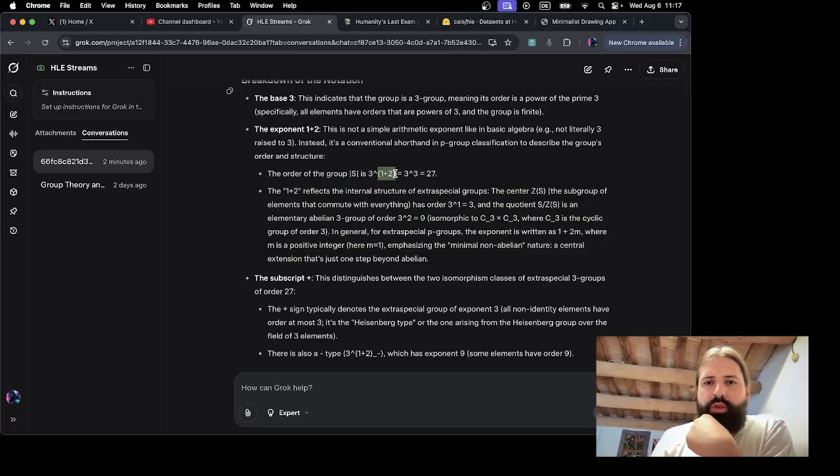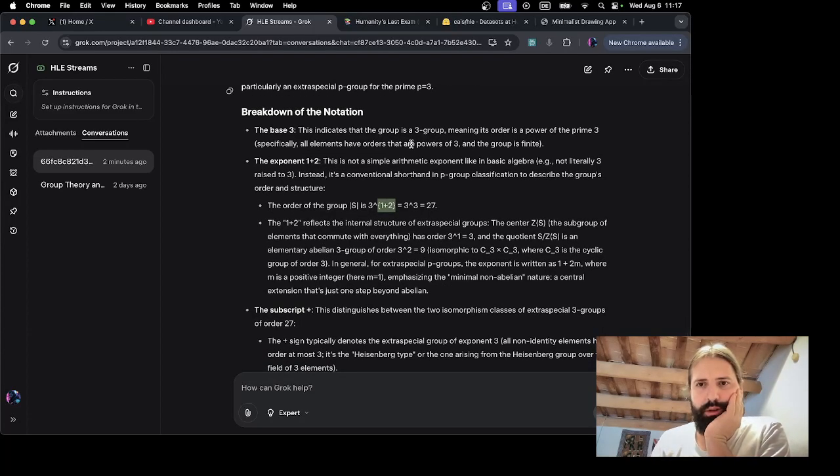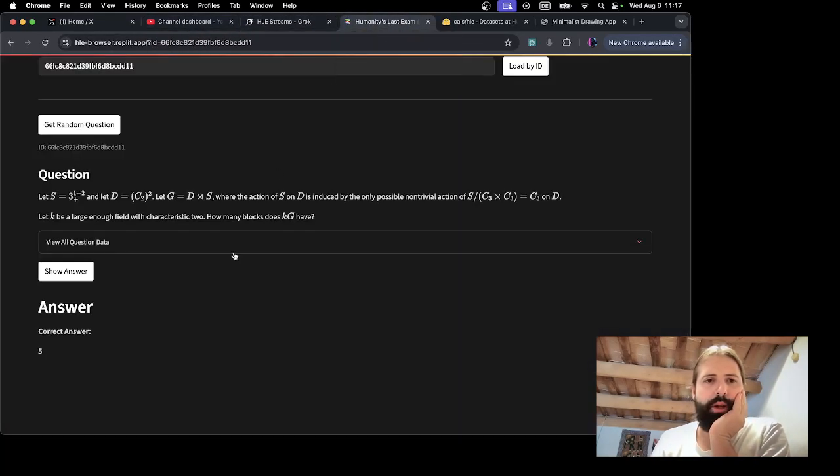First, why are we doing 1 plus 2? Why is it notated like this? 3 to the power 3 is 27. If we go back to this for a second, we're defining a group here. We're defining a group S, we're defining a group D, and then we're defining another group G that is a, whatever that is. I don't know what that operator is. And we don't know what action of S is on D.